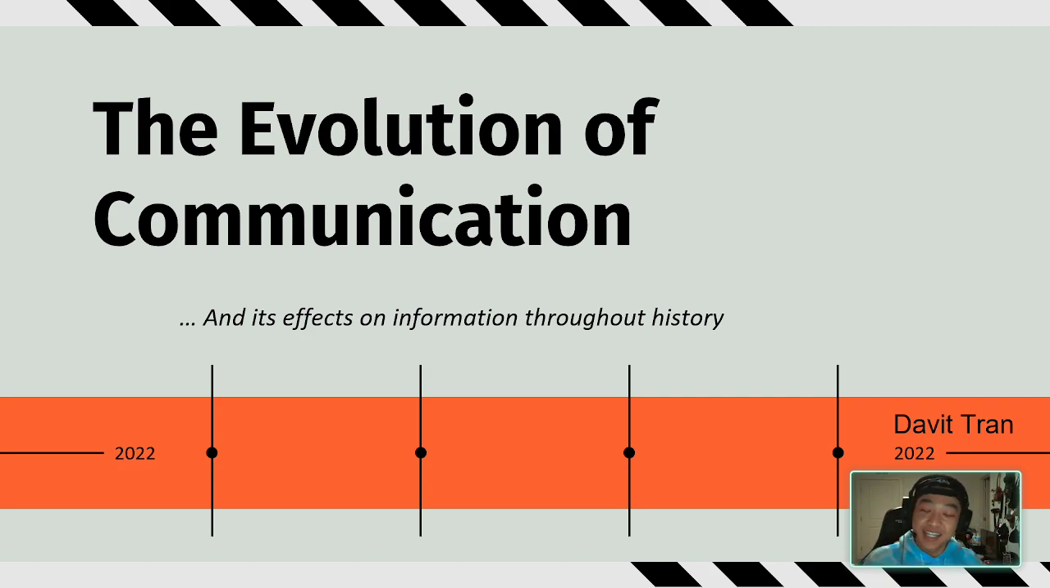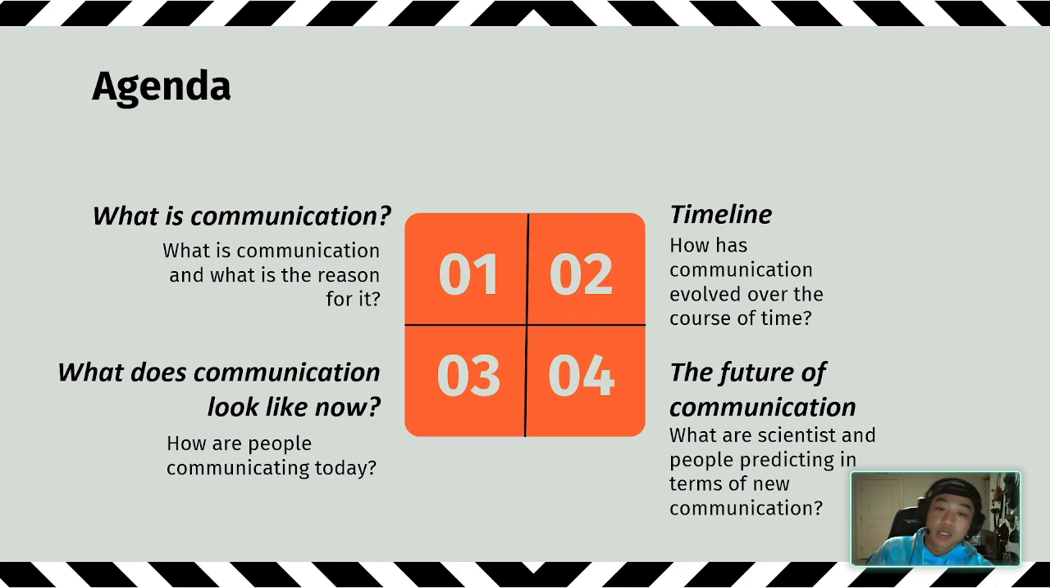Today we're going to be talking about the evolution of communication and its effects on information throughout our history. So here's the agenda. We're going to be talking about what is communication and what is the reason for it, the timeline and how communication has evolved over the course of time, what communication looks like nowadays, how people are communicating, and what the future of communication looks like. What are scientists and people predicting in terms of new communication?